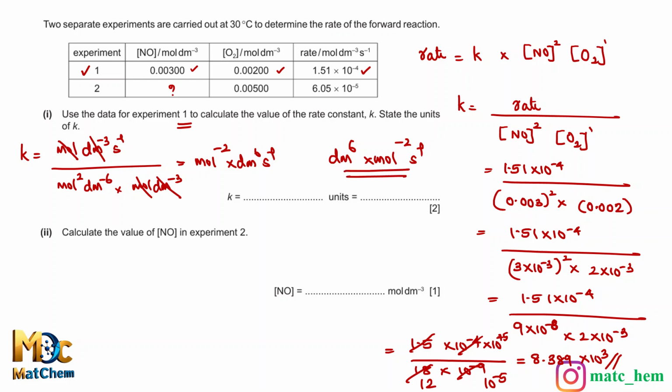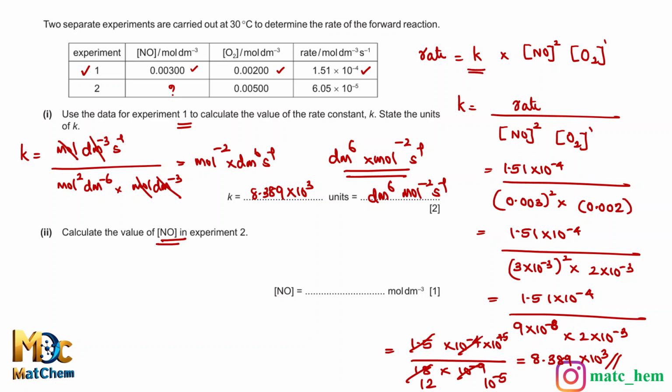So the answer is going to be 8.389 into 10 raised to 3. The unit will be decimeter raised to 6 mole raised to minus 2 second inverse. Then another part of the question, calculate the concentration of NO from the experiment 2. Now we got the value of rate constant.